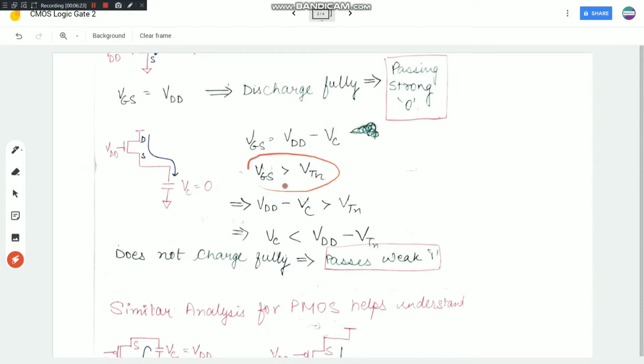I know for keeping an NMOS on, I need to have VGS greater than VTN. Just now I discussed with you. So continuing with this equation, just a little rearrangement, and we find that my VC can maximum be charged up to VDD minus VTN. Thus we can say that the capacitor is not charged fully, and thus it passes a weak 1.